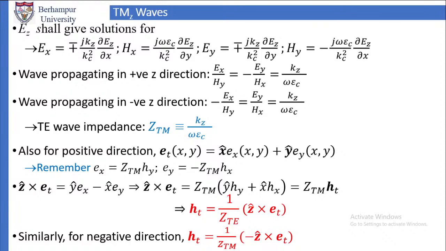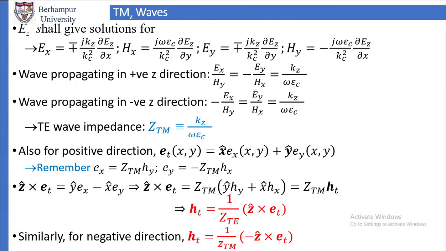Now here you can see the minus plus sign. Minus indicates the wave is propagating in plus z direction. Plus indicates the wave is propagating in minus z direction. When the wave is propagating in the positive z direction, as in the previous case, we get Ex by Hy equal to minus Ey by Hx, which in this case is equal to kz by omega epsilon_c. When the wave is propagating in the negative z direction, this will change. This will become minus Ex by Hy equal to Ey by Hx, and that will again be kz by omega epsilon_c.